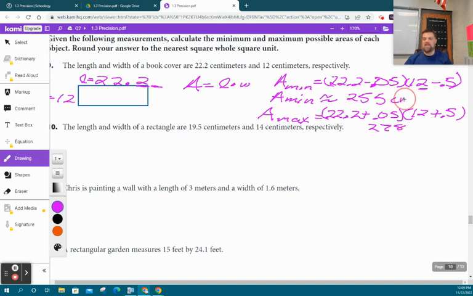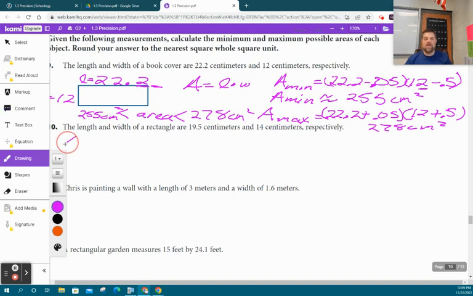And these are both in centimeters squared, and in the textbook, they said the area lives between 255 centimeters squared and 278 centimeters squared. Okay? Any questions on that? No. All right, let's do the next one.